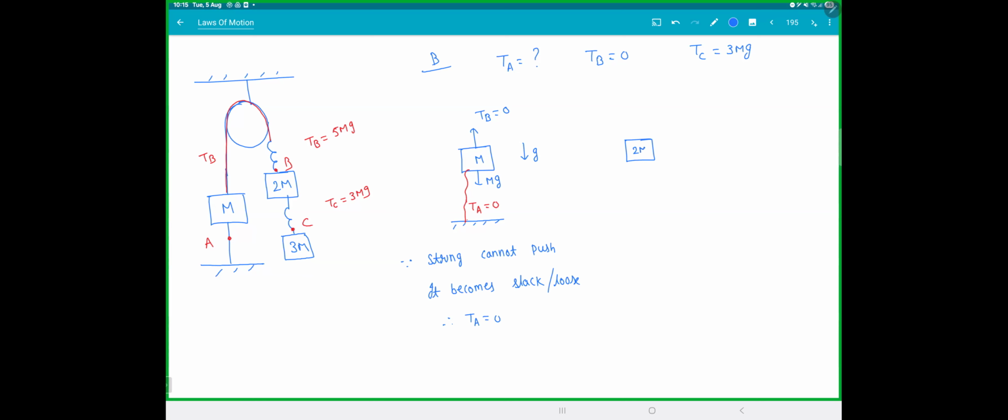If you draw the FBD of 2M, I hope that was convincing. So you have to be careful. When a string is cut, tension can change instantaneously. There is no requirement of time. So here TB is 0. Your own weight 2 mg. Your TC is also pulling down with 3 mg. This would be your acceleration. So you get a is equal to 5g. This guy is going down with 5g.